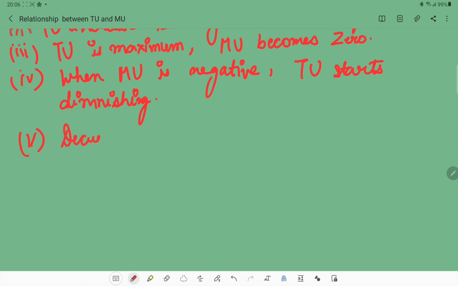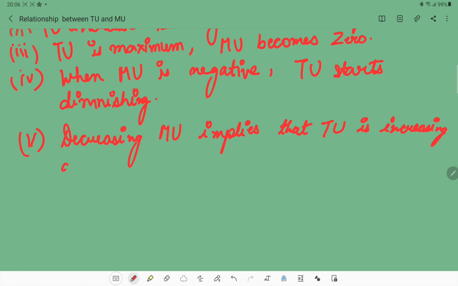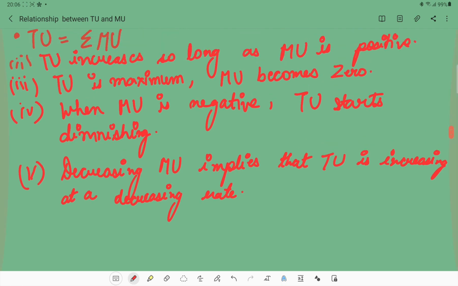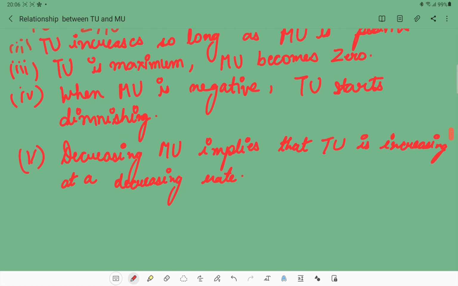And the last point that we are going to write is: decreasing MU implies that TU is increasing at a decreasing rate, which means when MU is decreasing, TU is increasing, but the increase in TU will always be at a diminishing rate. Decreasing rate or diminishing is the same.